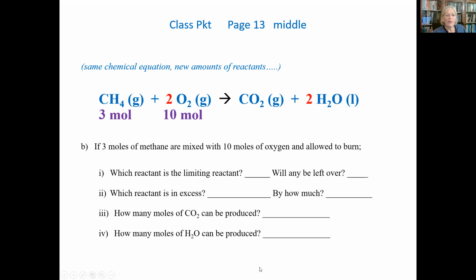B, if you write the equation over again, right underneath B in the middle of page 13, you'll see that in this problem we have the same equation, but now we're talking about being given 3 moles of methane and 10 moles of oxygen. New math, new considerations, but remember, coefficients can represent mole ratios. So you don't have to do a lot of stoichiometry here. You can compare the 3 and 10 right with the 1 and 2 as the coefficients. Do this math and answer these questions down here. Pause before you go on.